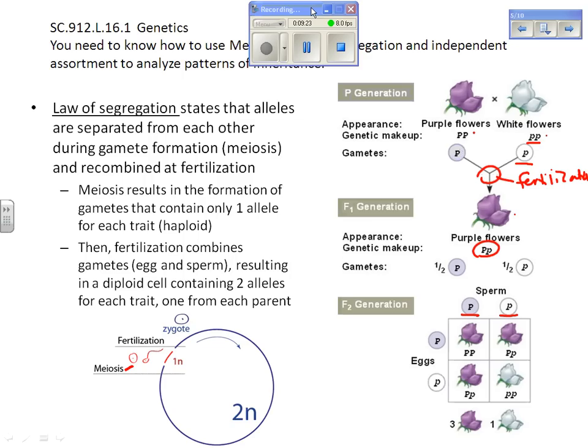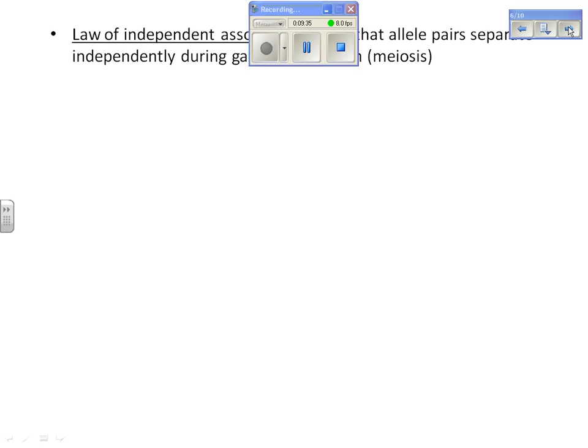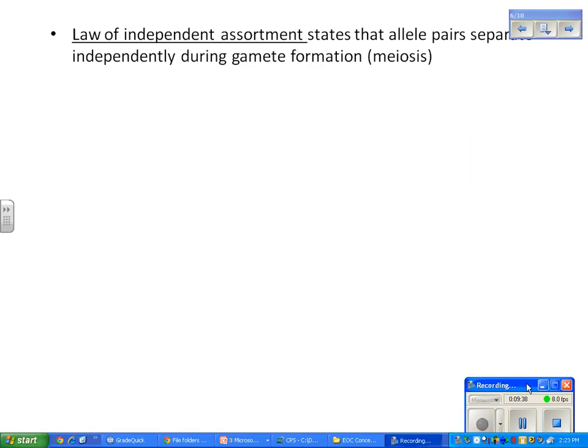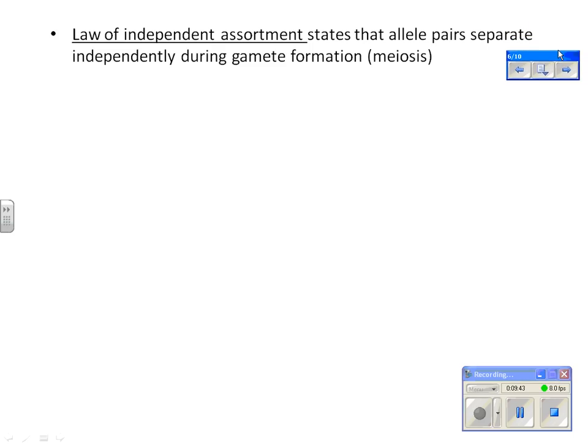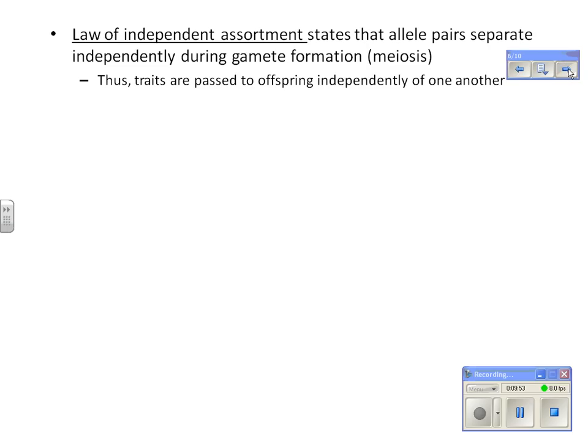So, long story short, law of segregation. Diploid, you have 2 alleles. Haploid gametes have 1. They are recombined at fertilization. The next law we're going to look at is independent assortment. And basically all that states is that our allele pairs are going to separate independently during gamete formation. Again, that process known as meiosis. So essentially traits are passed independently of one another.